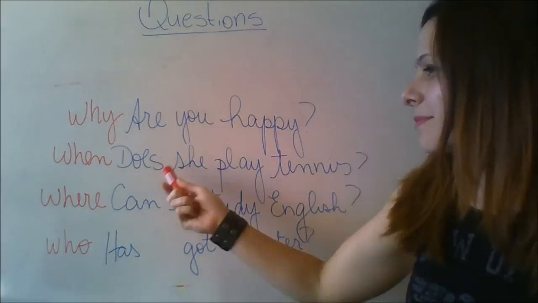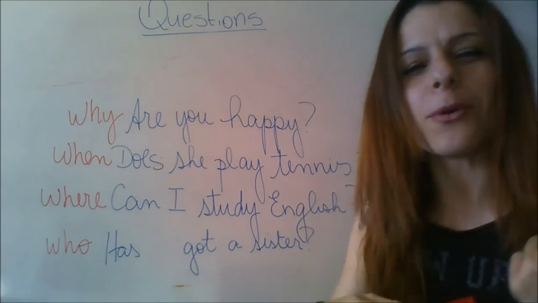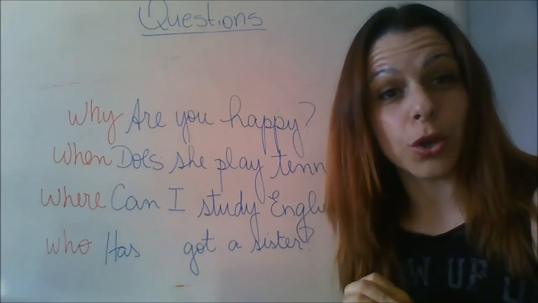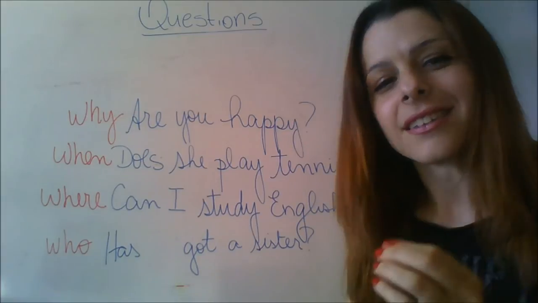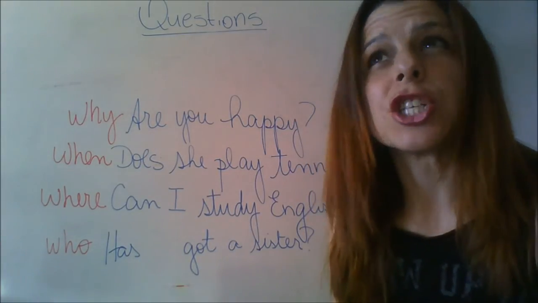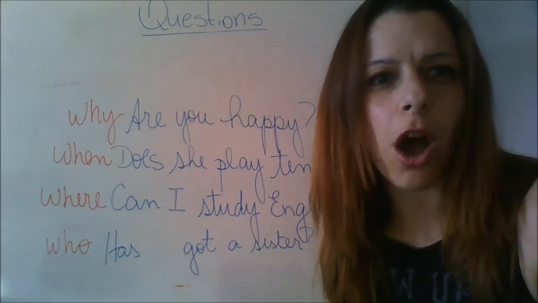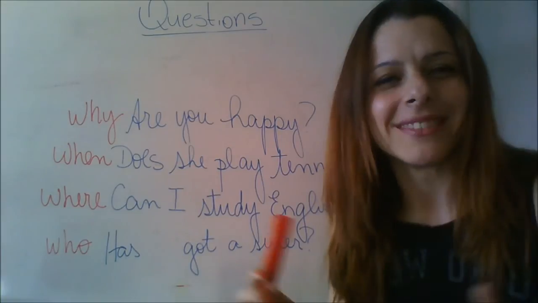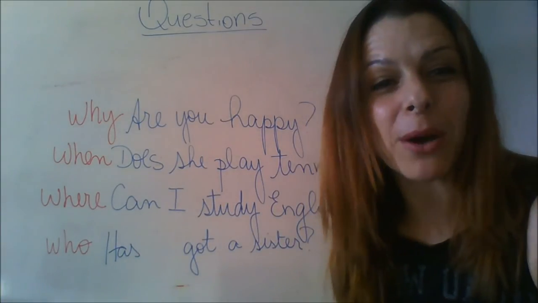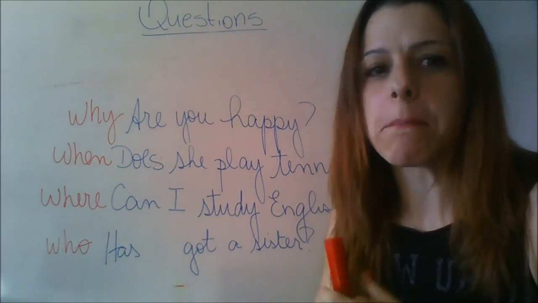Okay? The second, in the other example, was, does she play tennis? Now I need to know, when does she play tennis? When does she play tennis? Well, she plays tennis at 7 o'clock on Mondays. Okay? So now the answer is about time. It's about period of time, or days or months.